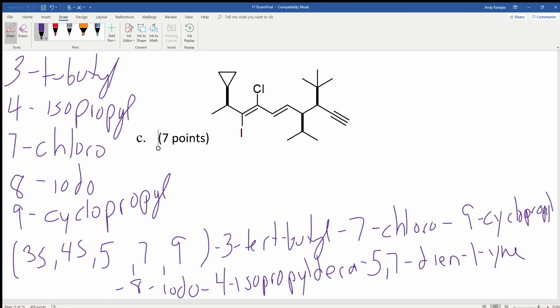Our last stereocenter, which is over at carbon 9, we have third priority being this methyl group. First priority, though, is over here, this carbon, because it's directly attached to iodine, which gives it higher priority than the cyclopropyl ring. Again, counterclockwise gives us 9S.